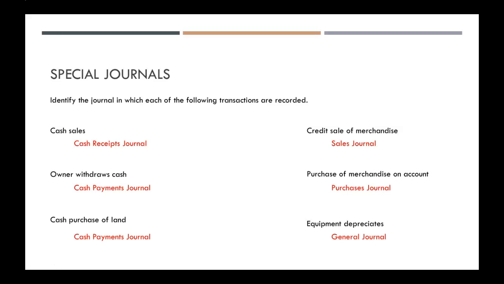Now, another way to remember this is that you record your depreciation as an adjusting entry. And the general journal is where we will put all of our adjusting entries, correcting entries, and our closing entries. So adjusting, correcting, and closing all will fall under the general journal.